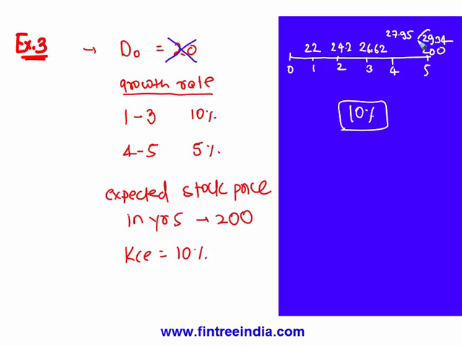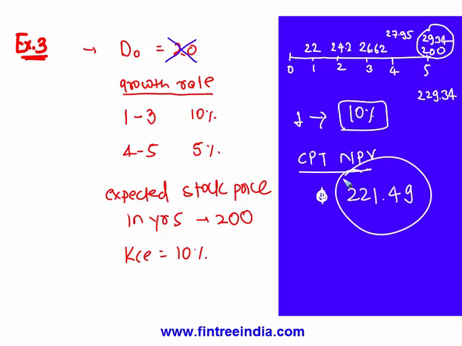Year 5 cash flow would be a total of these 2, which would be 229.34. And then press the NPV button. Say I is equal to 10% and then compute NPV. Any questions? Have you understood what's happening? Do you want me to repeat this again?